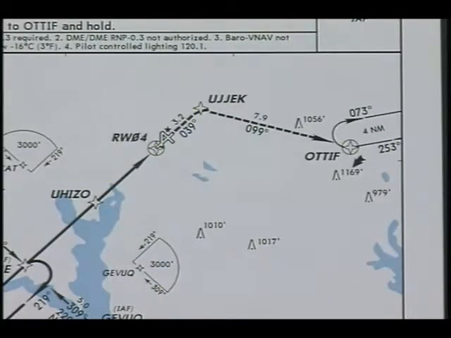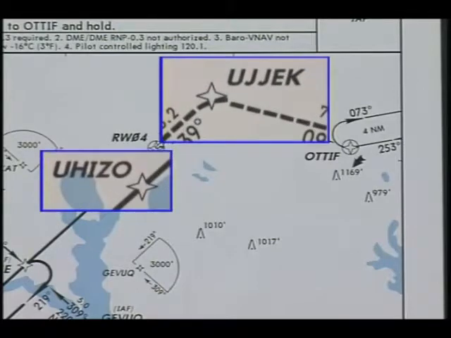A flyby waypoint is typically a position in which a change in the course or procedure takes place. It is represented by a four-pointed star. You can anticipate and begin your turn prior to reaching the waypoint, resulting in smoother transitions.